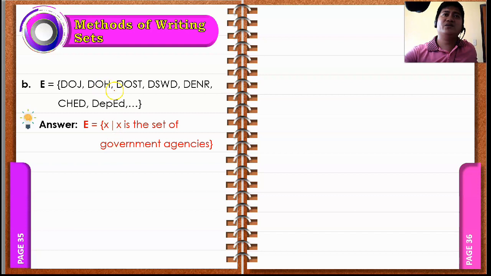So obviously, these are the different agencies under the umbrella of our president, or under the government.